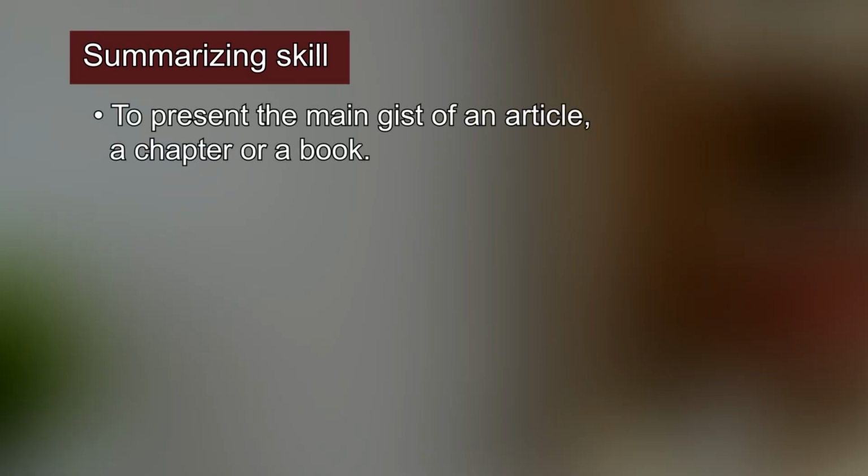Let's see. If a friend asks us about a book that we have read, we do not tell them about everything in the book, do we? Instead, we tell them a summary of the most interesting and important aspects. Similarly, while summarizing academic writing texts, we follow the same principle. And this is very useful for you in presenting the main gist of an article or a chapter or a book that you have read.